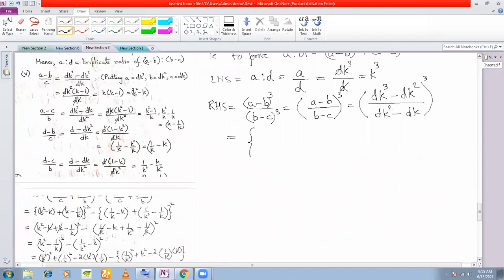So you have from the numerator, you can take dk square common. What are you left with? K minus 1. And the denominator, you can take dk common and you're left with k minus 1. And cube here. So k minus 1, k minus 1, d, this k and this 1k on top, it cancels. So you're simply getting k cube here also. So LHS is equal to RHS, hence proved.